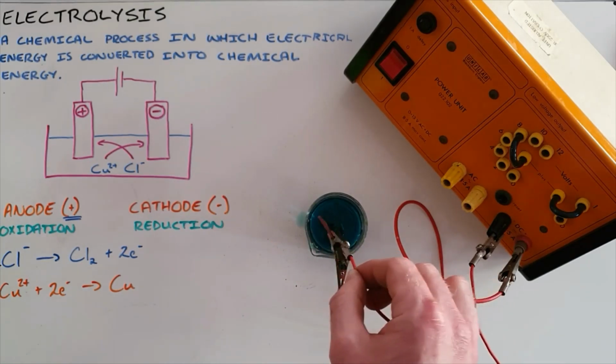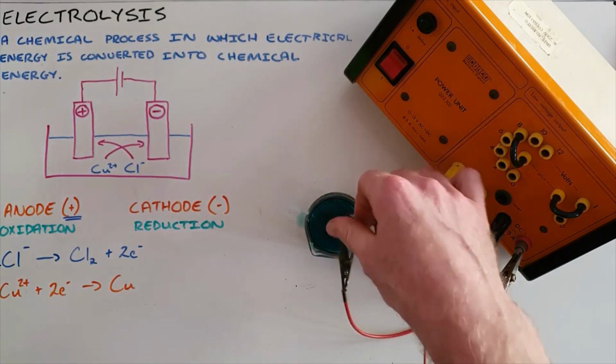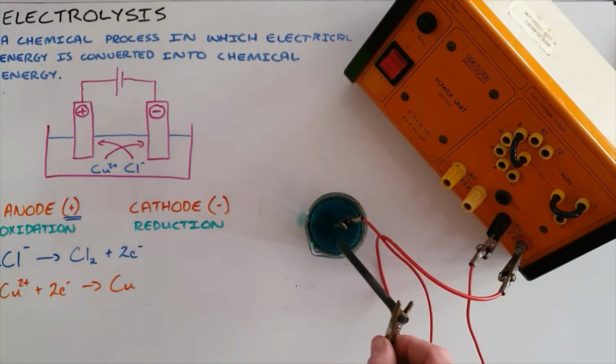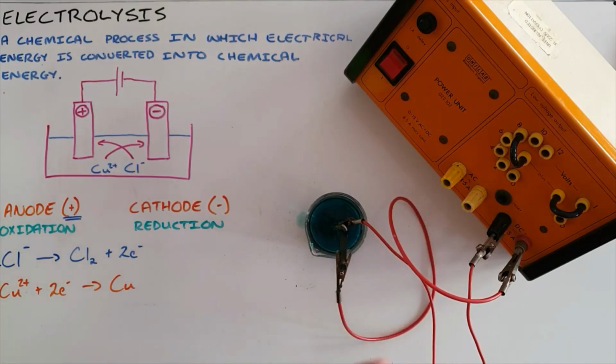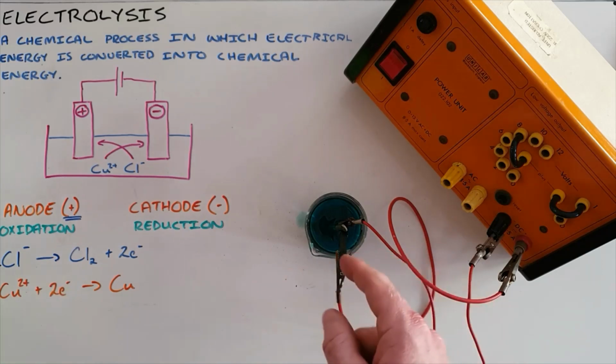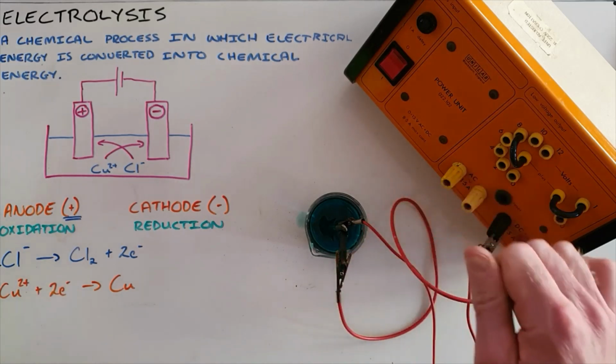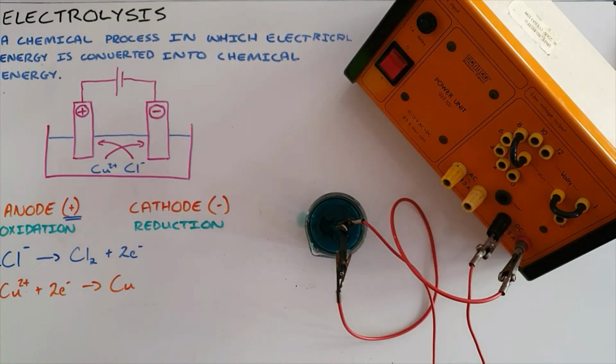Obviously, in the industry, the anode would be made of the substance that you wish to coat it with, so you usually use a copper or a chrome anode that is oxidized, and then those ions go into solution and then are moved across to the cathode where they undergo reduction.